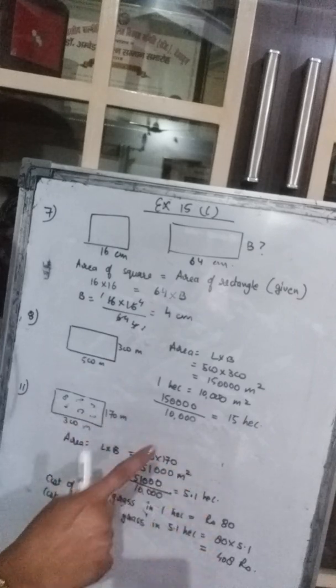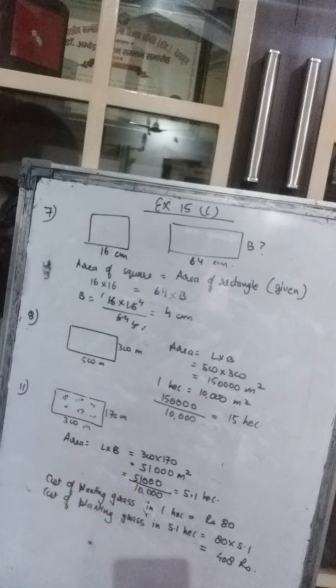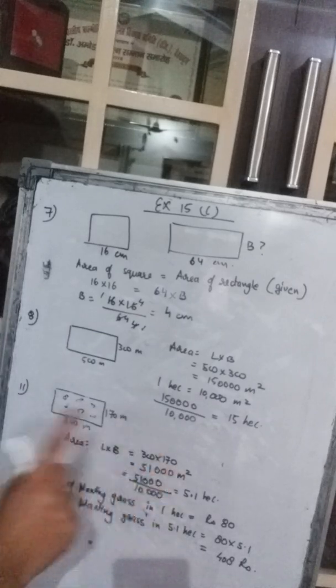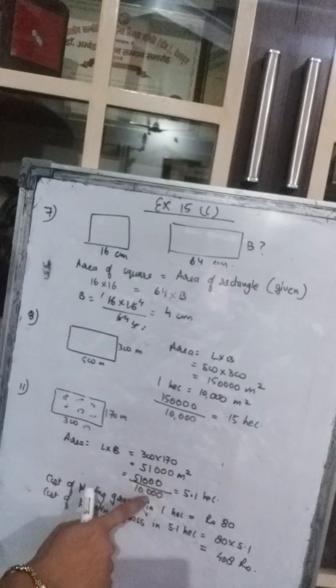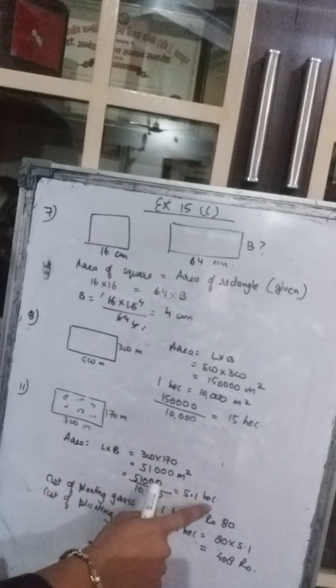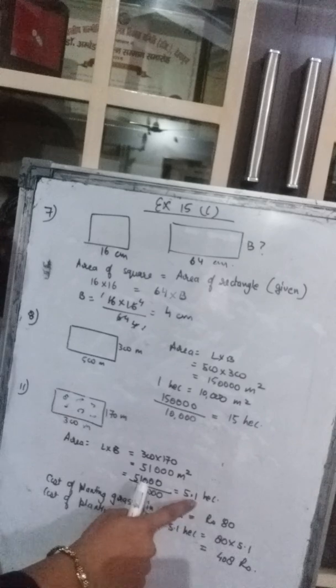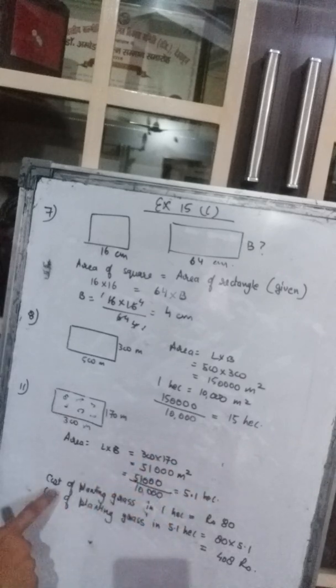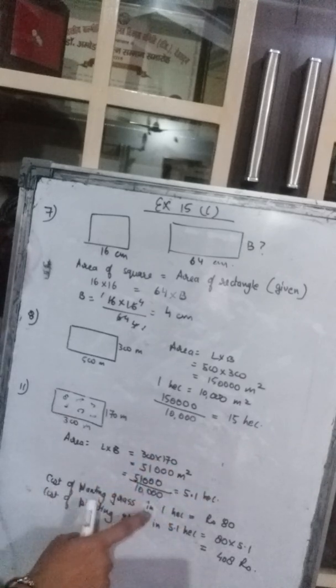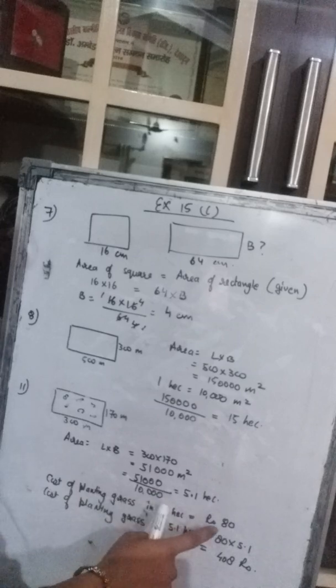Now let's convert it into hectare. Why? Because the cost of grass is per hectare. So let's convert this also into hectare. So you divide it by 10,000. It will give you 5.1 hectare. Now this is the area. Okay? Now the cost of planting the grass in 1 hectare is equal to 80.